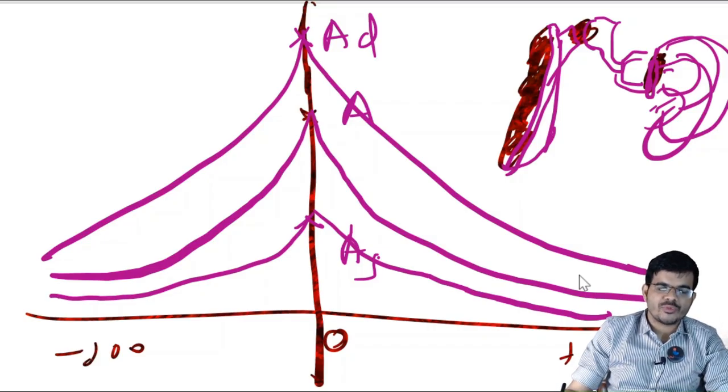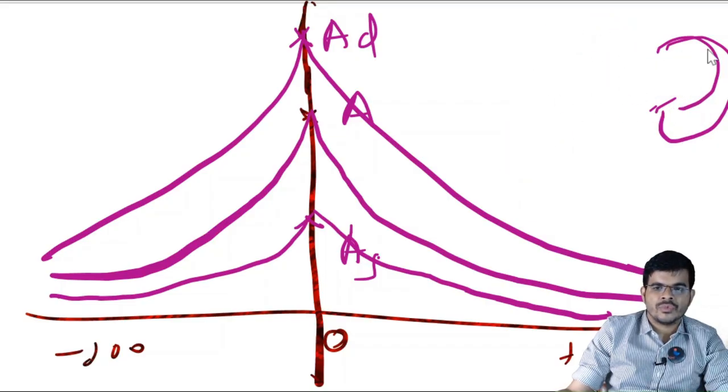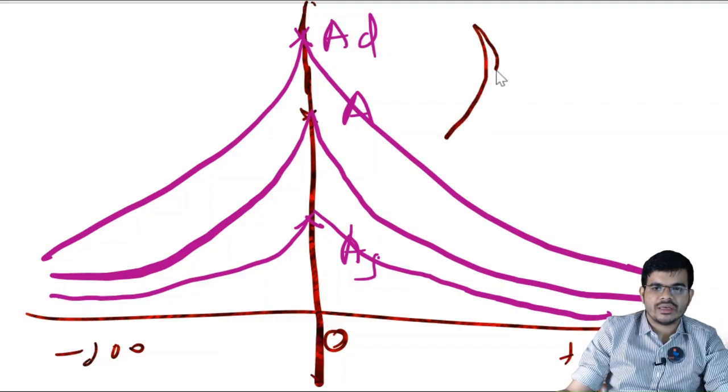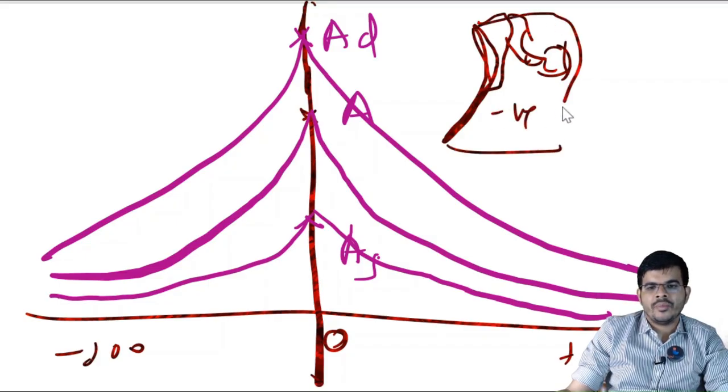Okay, now what happens if there is a eustachian tube dysfunction? With the eustachian tube dysfunction, there will be a negative pressure within the middle layer. So what happens? With the negative pressure, the tympanic membrane will get retracted inward. This is the malleus, incus, and the stapes.